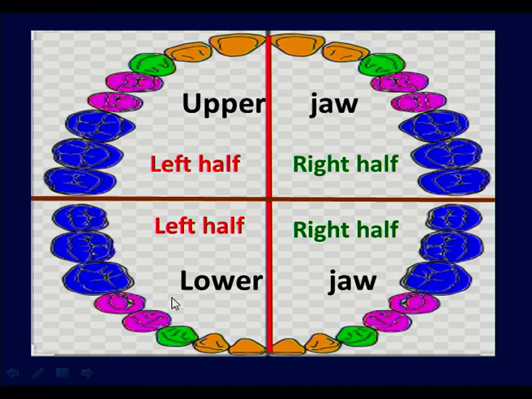And if you see the arrangement of teeth in the lower jaw, first of all in the left half of the lower jaw, starting from two incisors, one canine, two premolars, three molars. The other side again has two incisors, one canine, two premolars and three molars.